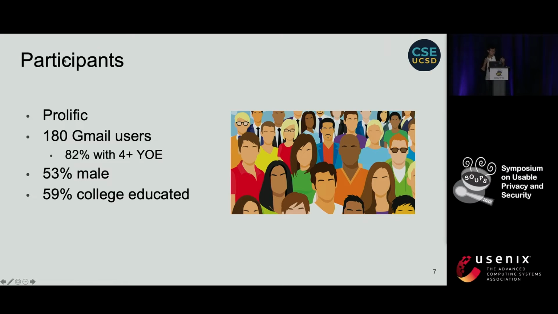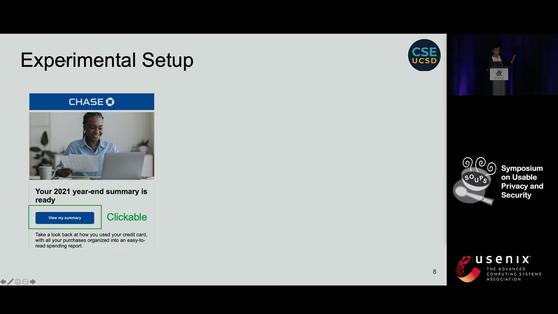Cool. So since it's a usability problem, we want to understand how real-world users would deal with it. Specifically, we want to understand if real-world users actually notice the indicator and if they use the indicator to make any decision. And then, obviously, since it's a usability problem, we need participants. So we recruited our participants from Prolific, and we have 180 Gmail users in total, and the majority of them are experienced Gmail users.